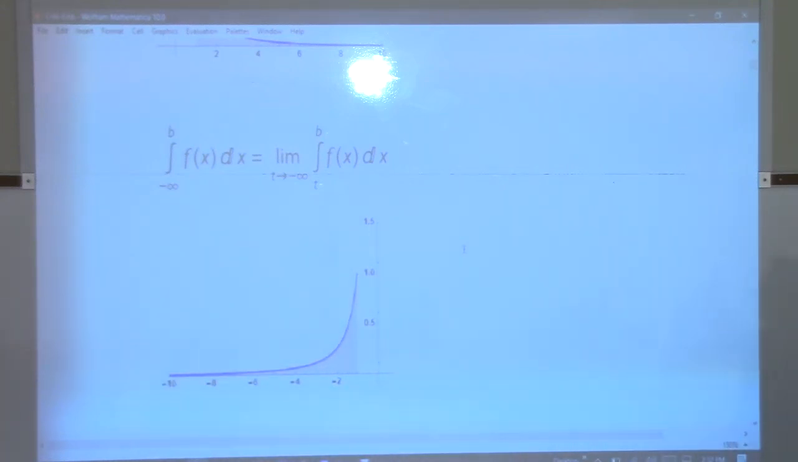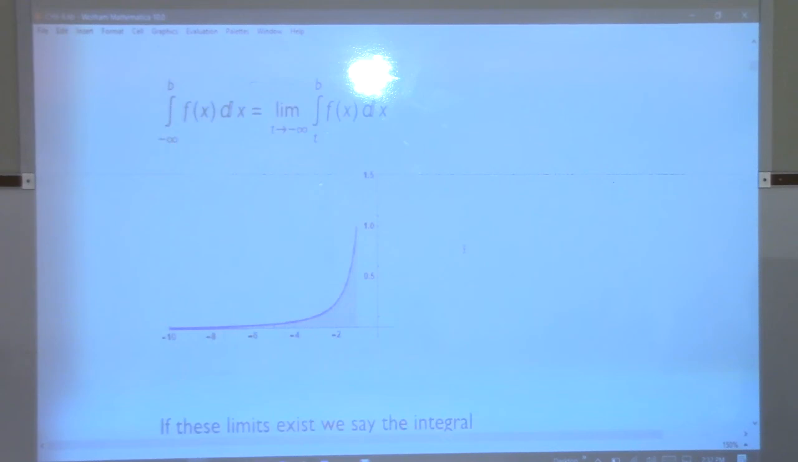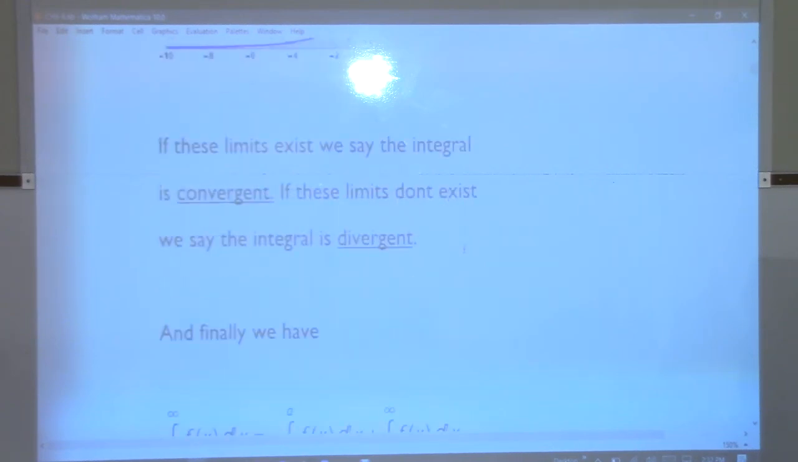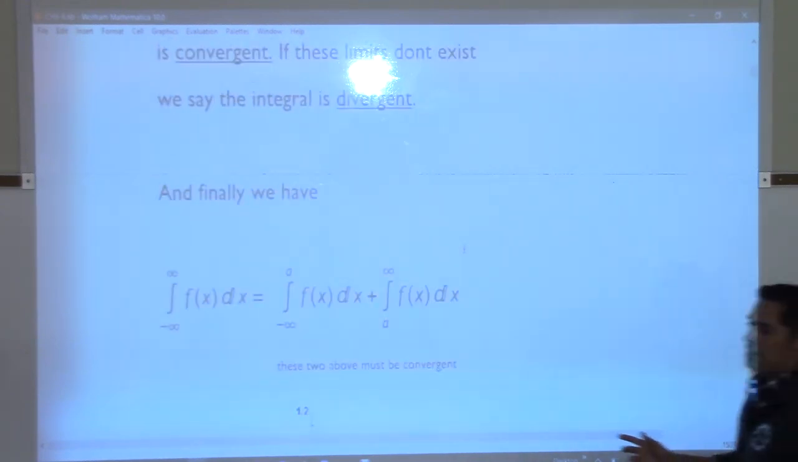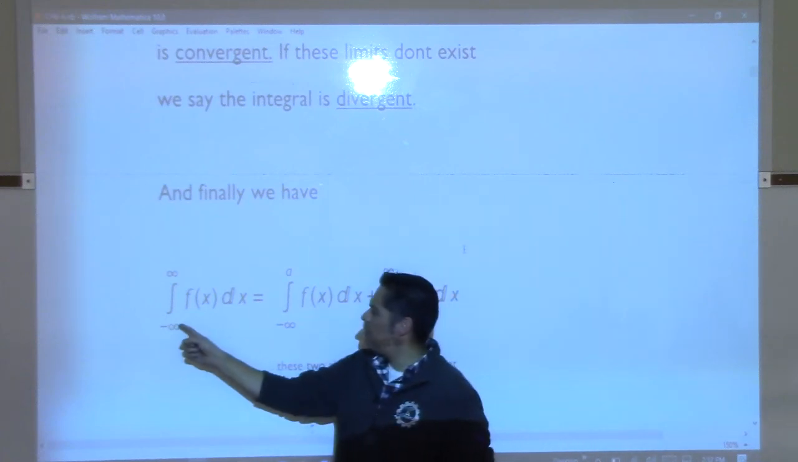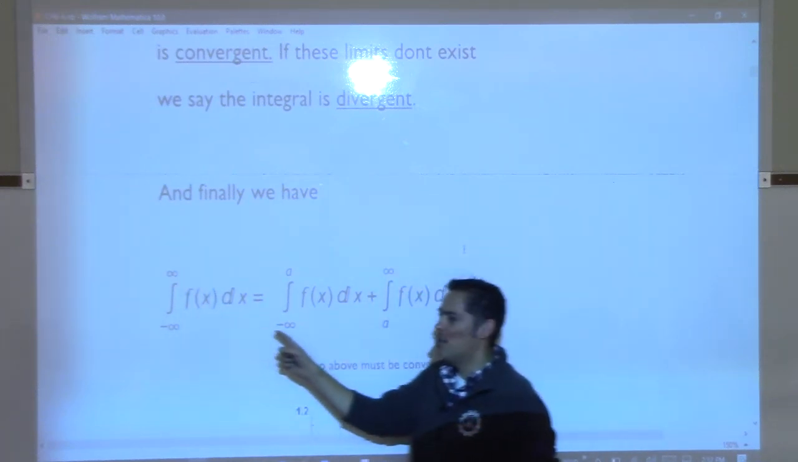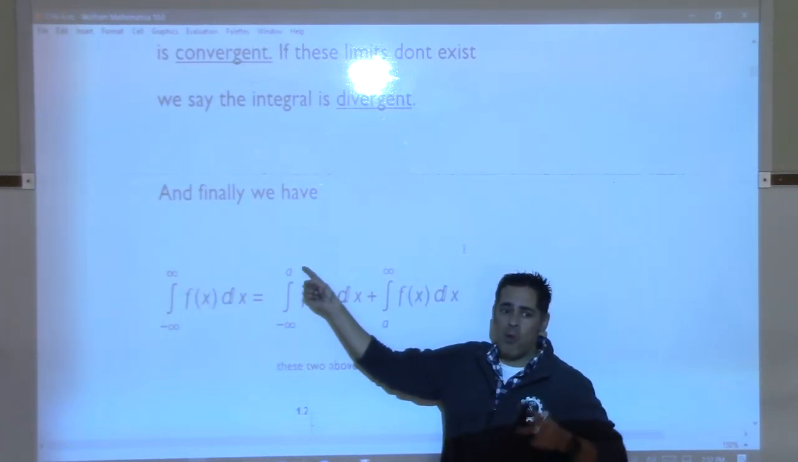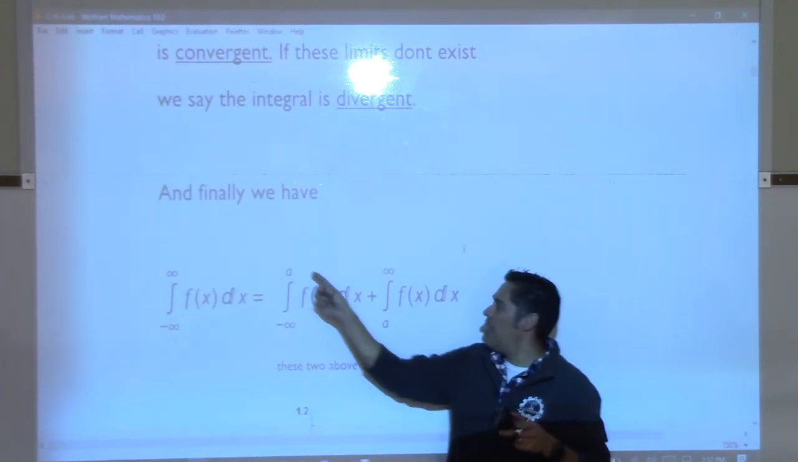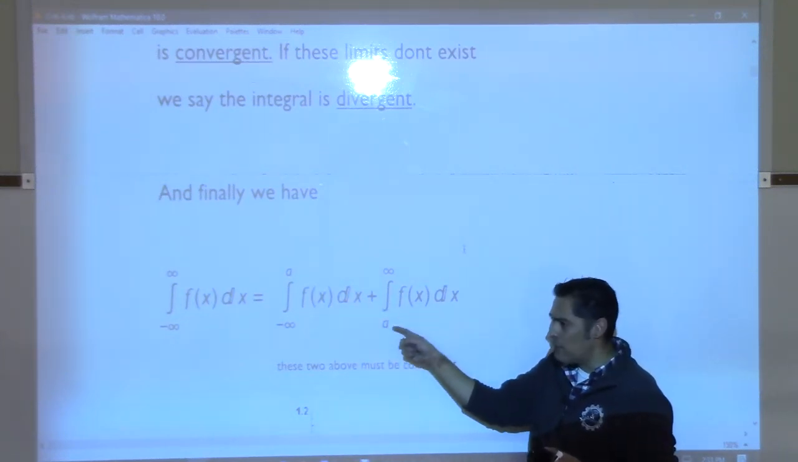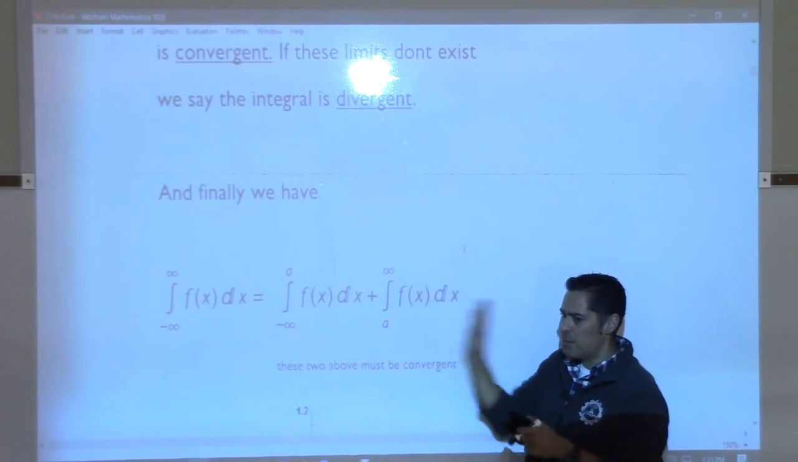So what do you think we would need to do if we had negative infinity on the bottom and positive infinity on top? We would actually have to break it into two. If we want to go from negative infinity to infinity, we'll go from negative infinity to any point we want, a, and then another integral that goes from a to infinity. So we'll just split it into two.